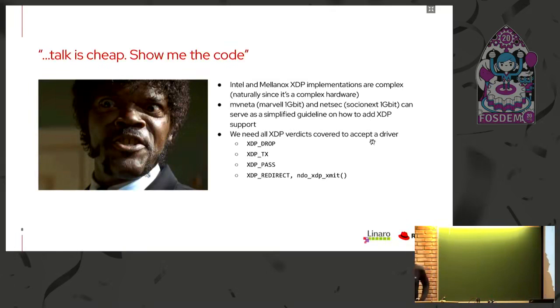Actually, Ilias has gone through some XDP requirements and some more general information about XDP. And I will give some more details about how to implement XDP in an Ethernet driver. I use the MVNeta Marvell 1 gigabit driver as reference, since, for example, the Intel, Marvell or Mellanox implementations are much more complex. We need to take into account that in order to be accepted in the Linux kernel, our driver needs to implement all the possible XDP verdicts: XDP drop, XDP TX, XDP pass, and XDP redirect.